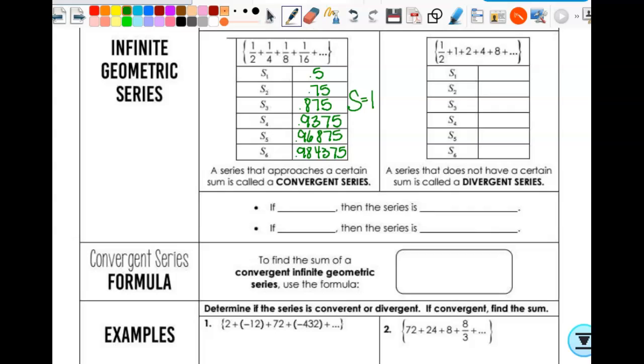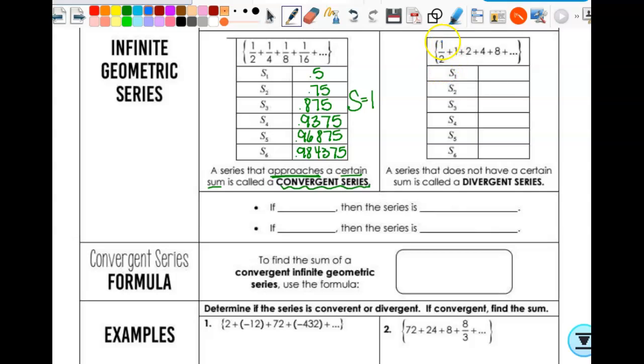So, a series that approaches a certain number, or a certain sum. We never actually get to 1, because we never actually get to an infinite amount of them, but we're approaching 1, and so we use the sum as 1. It is called a convergent series. So if it actually approaches a number, which isn't always 1, but an actual value, then it's a convergent series. All right?